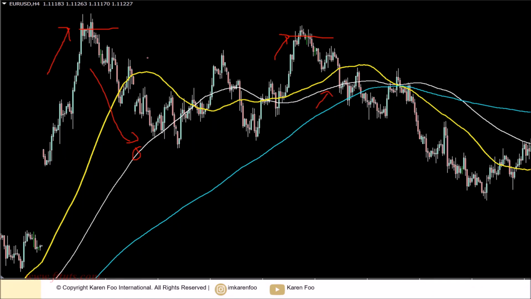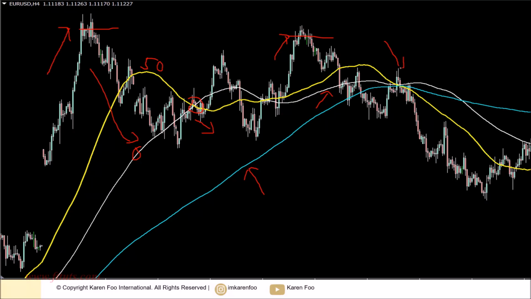Now you can see that this is your 50, okay? It crossed below the 100 SMA right here. So is this a sell trade? It's not, because if you look closely, your 100 SMA is still sloping up. So even though the 50 is sloping down and it crossed below, the 100 is still sloping up. And moreover, price is still above the 200 SMA, so it is not a sell trade.